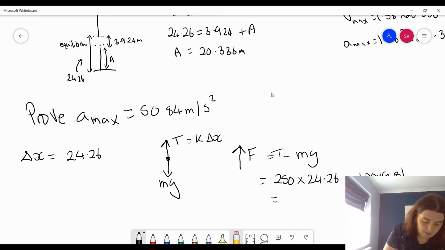So 250 times 24.26 is 6,065. Take away 981, I end up with 5,084 newtons. And of course, that equals mass times acceleration. So 5,084 divided by 100, because that's the mass of my penguin, is 50.84.